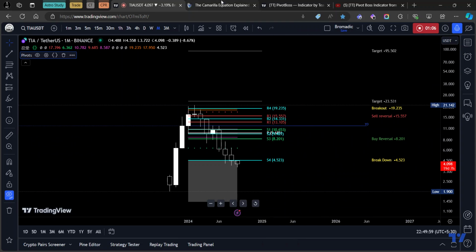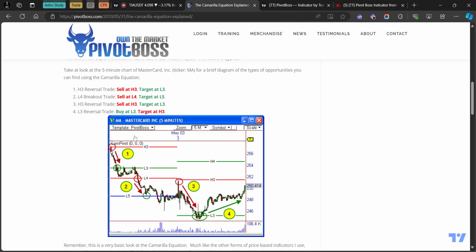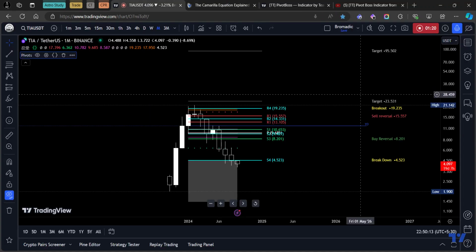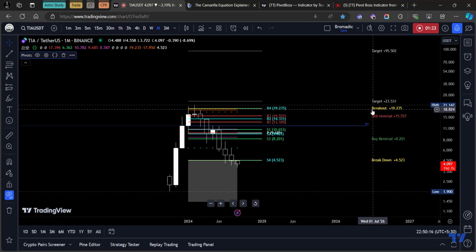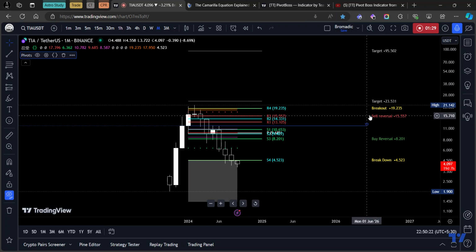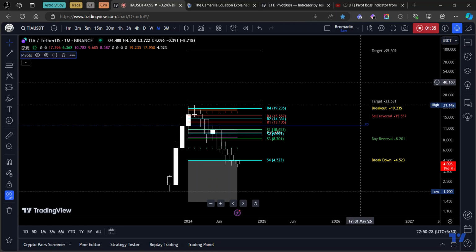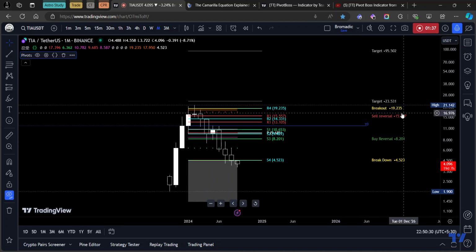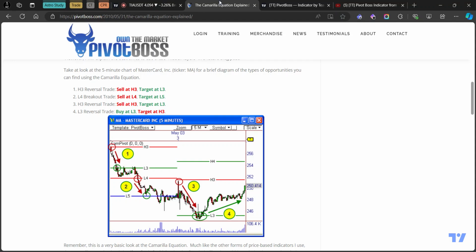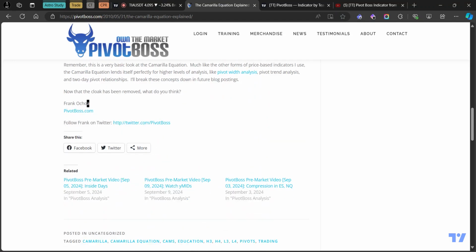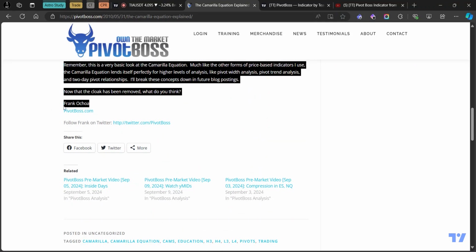So let's talk about Camarilla pivot. I think the Camarilla pivot calculation was derived back in 1989. I can't remember exactly, but it was about the things that you see on the chart: this is a good breakout level, and if that is broken, you should be targeting this, or this is a good sell reversal level on the chart. Same goes for buy reversal. And this concept, this strategy, was made popular by Frank Ochoa, simply known as Pivot Boss.